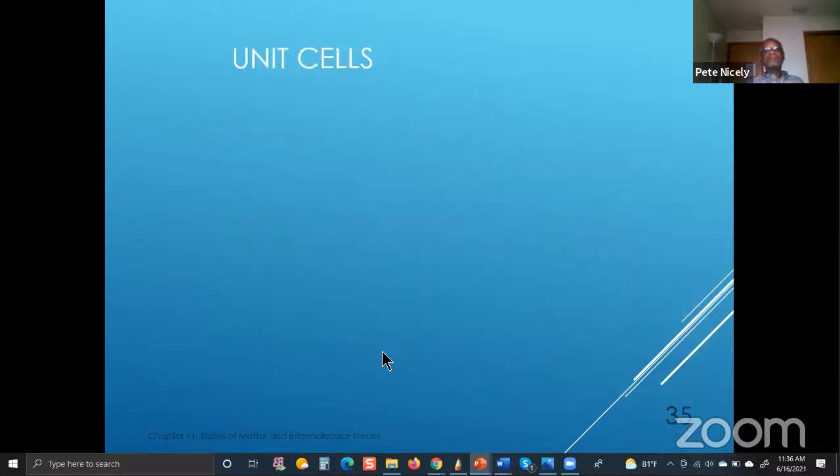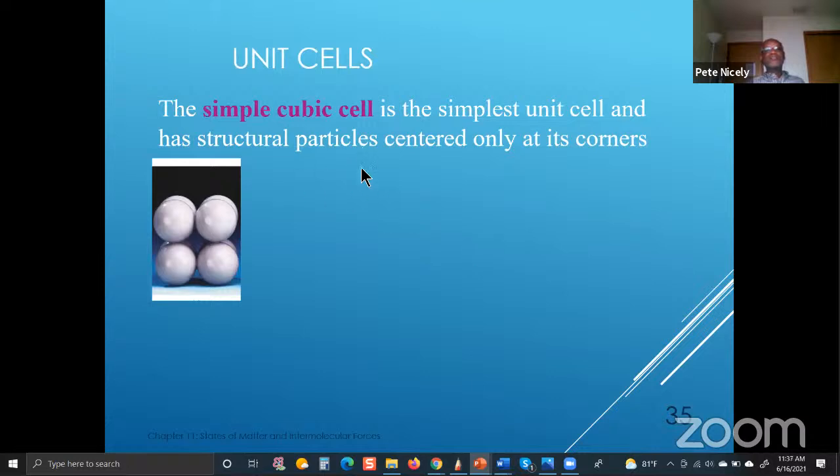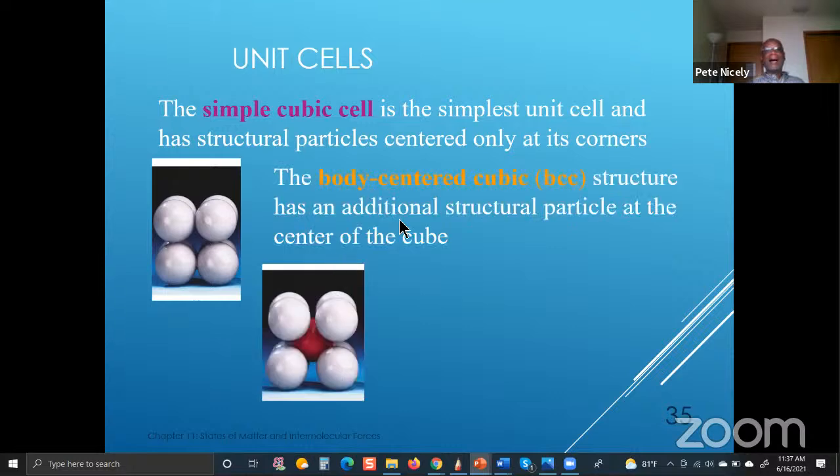Okay, so let's look at the different types of arrangements. You have the simple cubic cell, which is the simplest unit cell that can exist, right? Very simple. Basically, it's 4 atoms or ions occupying the corners of a cube, all right? And then you have what is known as a body-centered cubic cell, which has 4 atoms at the corners of a cube, and then you have a middle one at the center, like that.